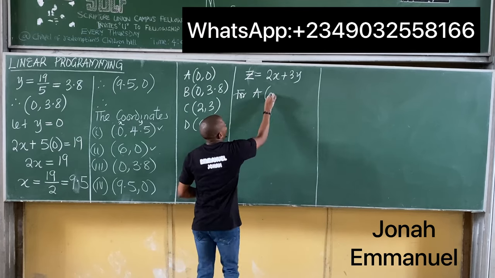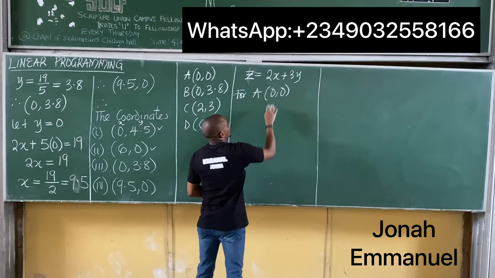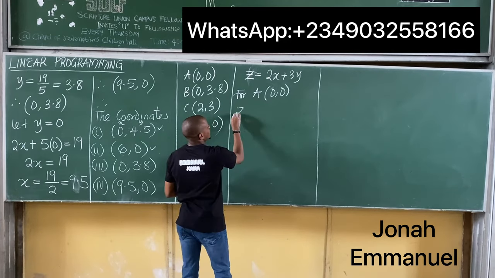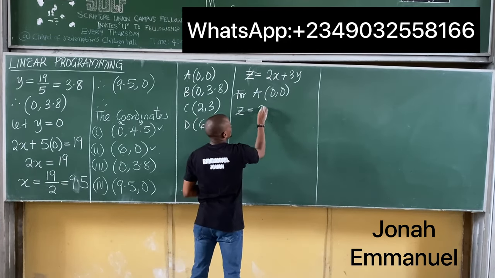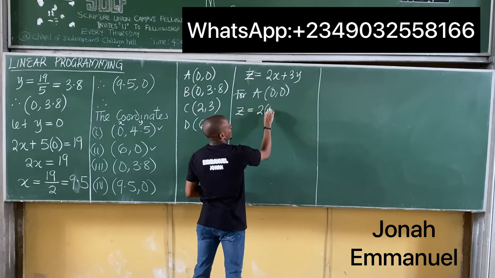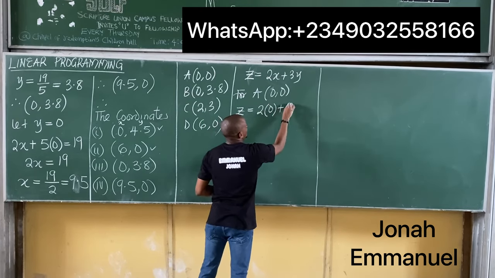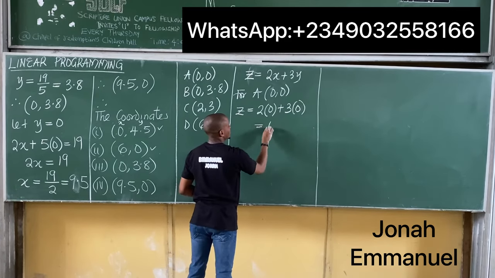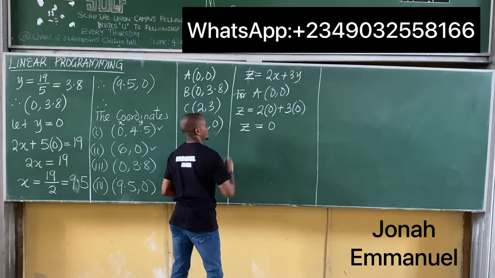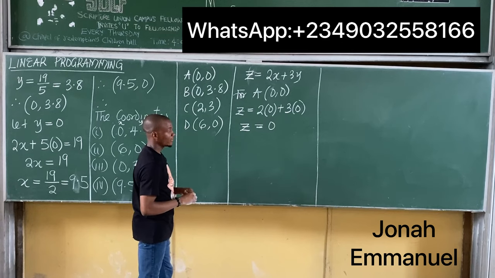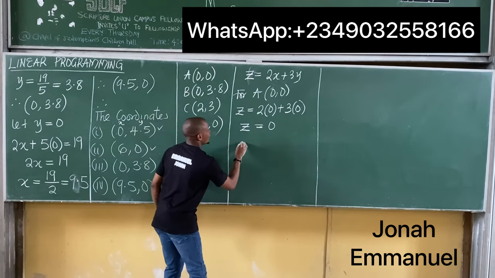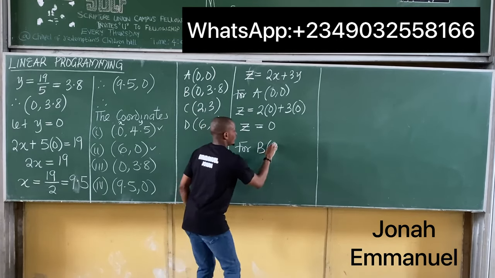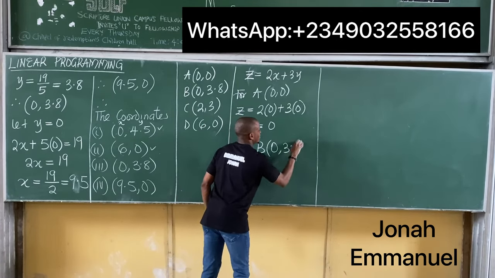For A, I have 0, 0. It means that x is 0, y is 0. So I will have that z is equal to 2 times 0 plus 3 times 0. This will give you 0. So I have z equal to 0. Take the second one. For B, it is 0 and 3.8.